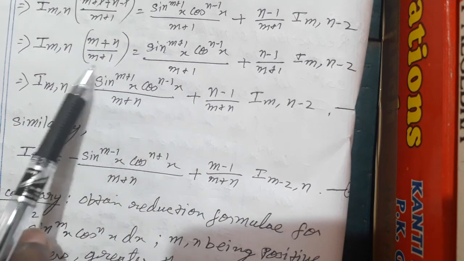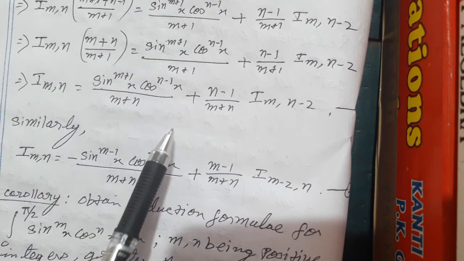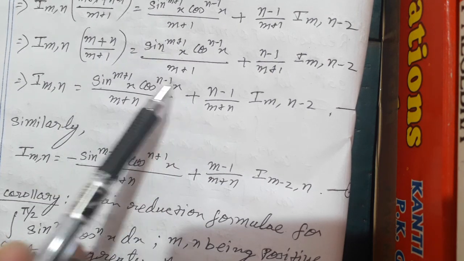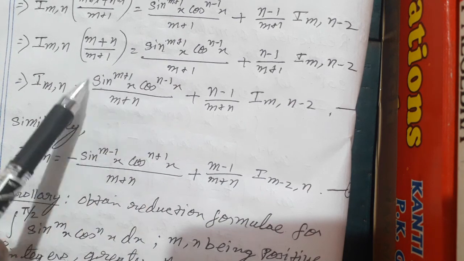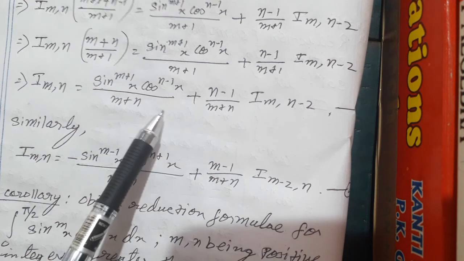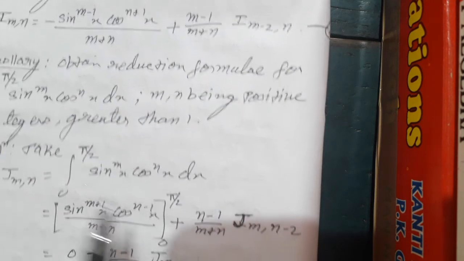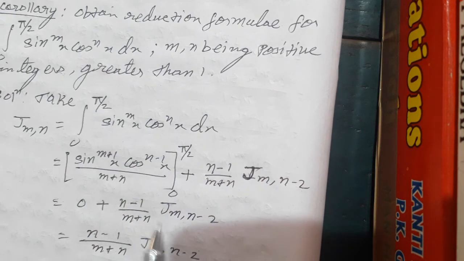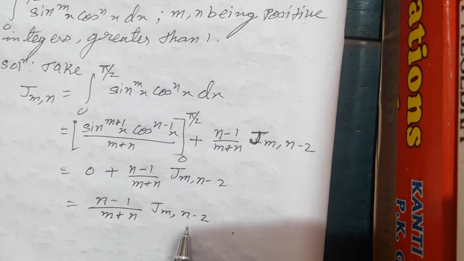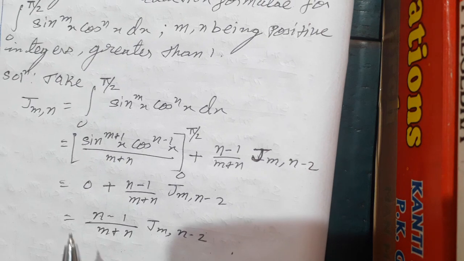If you apply the limit 0 to pi by 2 in the first reduction formula here, at pi by 2 this part will contribute 0, and the limit 0 will also make this part contribute 0. So both the upper limit and lower limit contribute 0, and we are left with only this. So here the reduction formula will be only this. Okay, so we get n minus 1 divided by m plus n, I m, n minus 2. So this is the reduction formula obtained by using the first reduction formula.